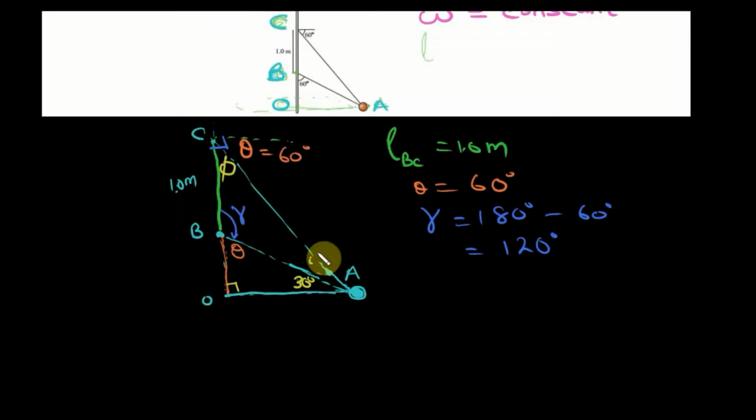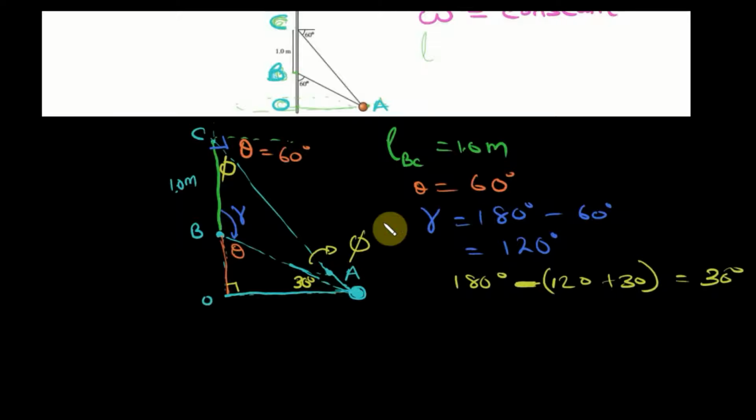What is this one here? Well, a triangle adds up to 180, so 180 minus 120 plus 30. That will give me 30. So this one here is also 30. So that's phi. Okay.